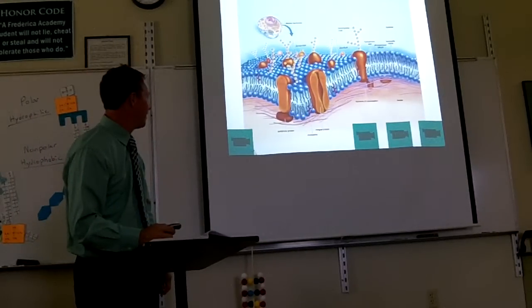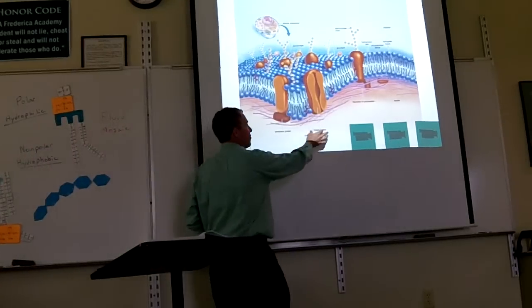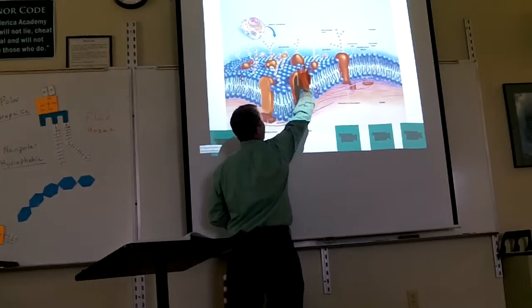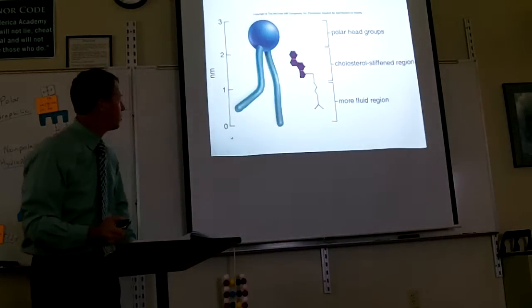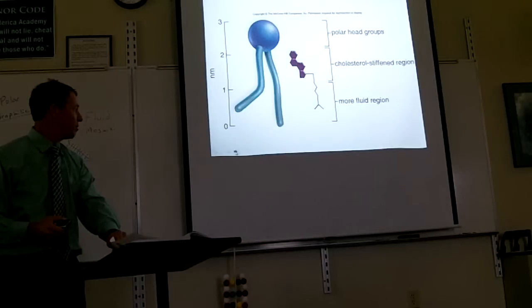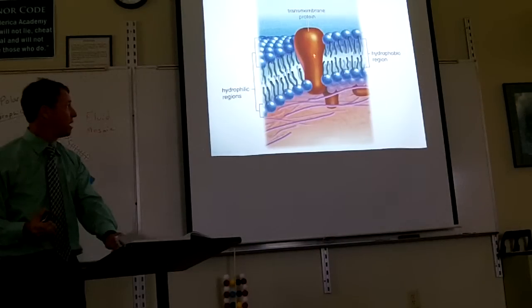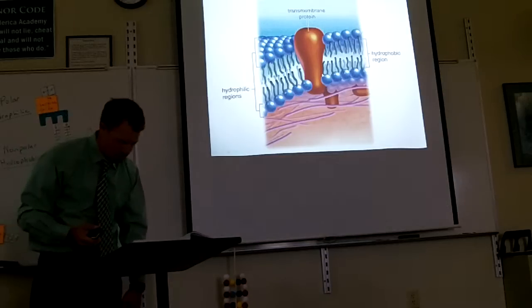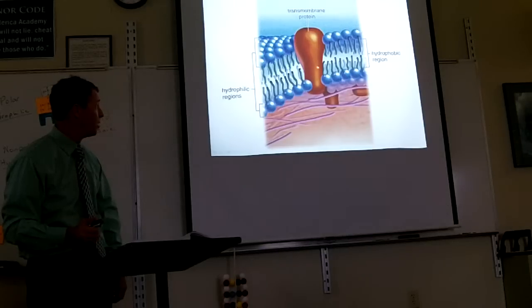you need. What's the difference between an integral and a peripheral protein? An integral protein goes all the way through the membrane. A peripheral protein just kind of sits on top or on bottom. That shows kind of what cholesterol looks like compared to the rest. There's a protein going all the way through the membrane there. A transmembrane protein, or an integral, that would be an integral protein.